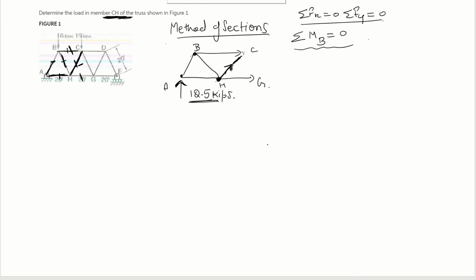If I take the moment about this point, this is H, this is not H, this is G. If I take the moment about H, then I won't be able to find the load in this member, because CH has no perpendicular distance from H. CH is passing through the point H, so I won't be able to find CH. That's why I take the moment about point B. Before I start taking the moment, I will take the components of CH.